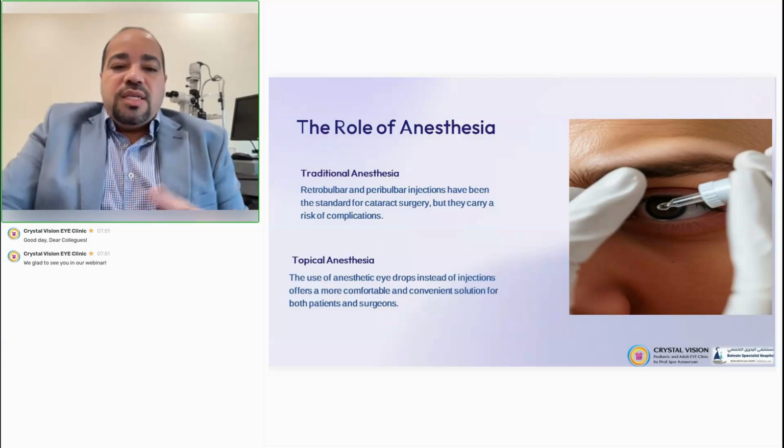But topical anesthesia during the last few years has become the new star because it brings us a lot of good results and avoids a lot of complications. And this is what we are going to see in the next slides.